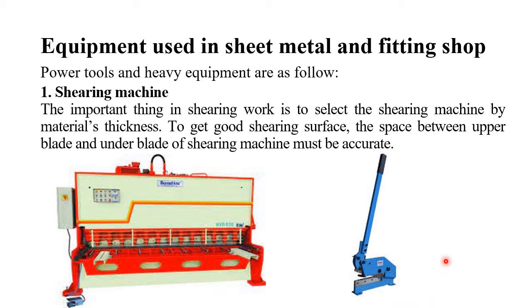A blade will come downward, and then it will cut our sheet. If we have a small-width sheet, we can use a lever shearing machine. This one is manually powered. The sheet is put on the jaws, and by turning the lever downward, it will cut the sheet.